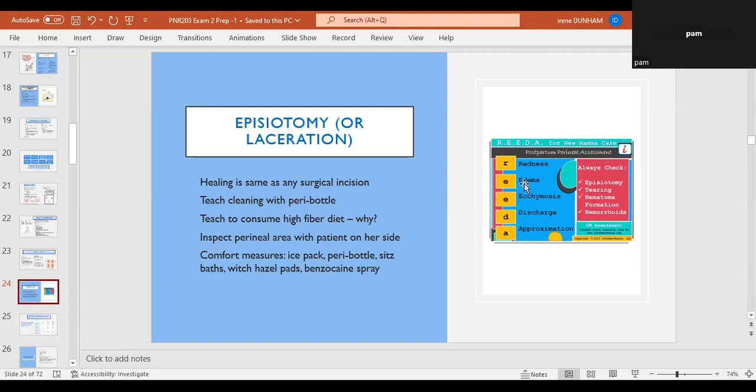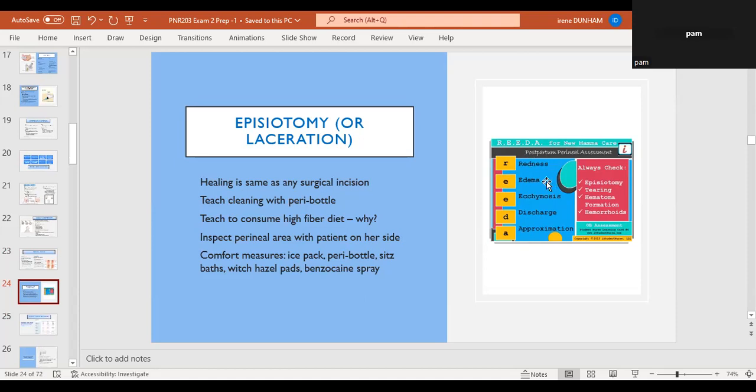E, I'm going to check for edema. The other E is ecchymosis, or bruising. Okay. The D is for discharge, and the A is for approximation. Approximation is where the tissues are coming together and they are approximating perfectly. Now, don't forget, this is down the mom's bottom, so sometimes they get a little loose. So you have to make sure they're well approximated. So this is my postpartum perineal assessment. This kind of mnemonic really helps you think about what you've got to look for.